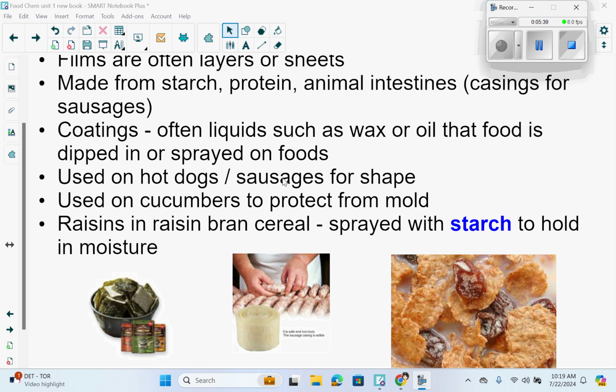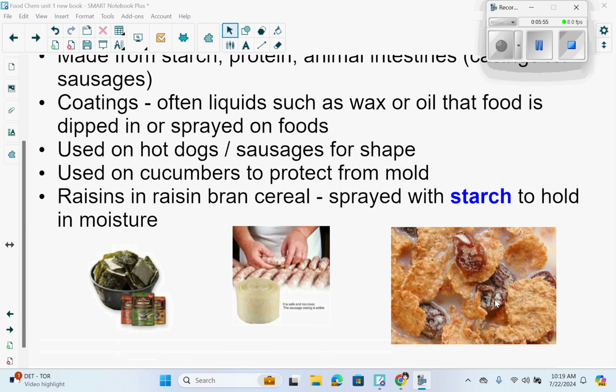Sorry, typo right here. They're used on cucumbers to protect from mold. I was wondering what I wrote there. Sorry, had to fix that. But this is a fun one. If you eat Raisin Bran, the raisins in your Raisin Bran cereal are actually sprayed with starch. That's not sugar, that's starch to hold the moisture of the raisins so they remain a little bit chewy.